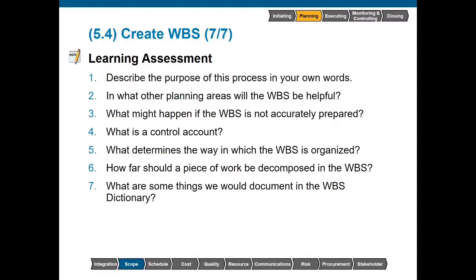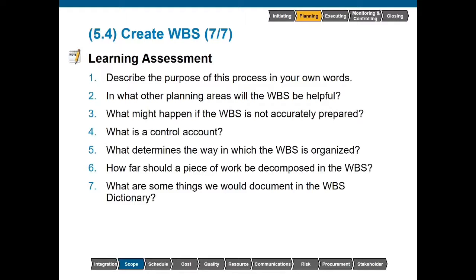How far should a piece of work be decomposed in the WBS? Work should be decomposed to the point where discrete portions of the deliverable are identified, but any further decomposition would result in activities. So again, think about your mashed potatoes here. That's still a part of our dinner. We can still eat that, but going any further, we're either looking at activities or we're discussing the resources that we need for those activities.